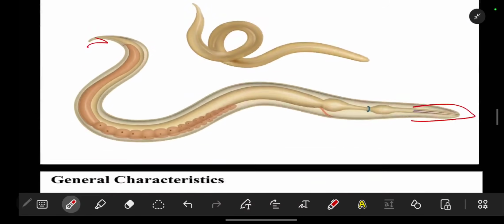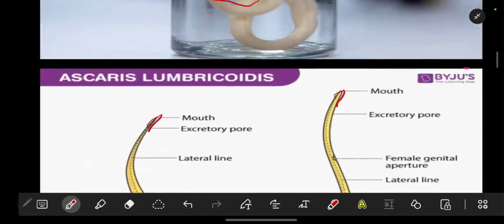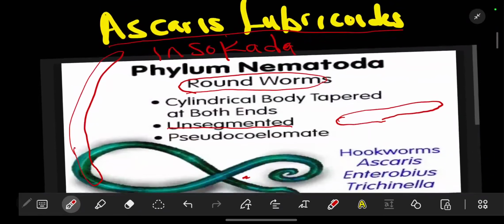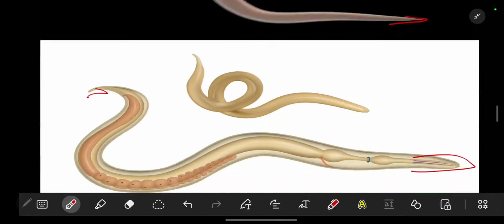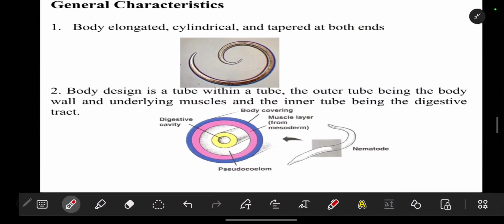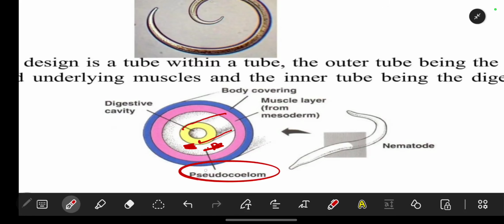The other characteristic that is there is that they are pseudocoelomate. What is this? This simply means to say they have a body cavity, but it is not lined by the mesoderm. So for example, this is the cavity, which is the space. If you have the digestive cavity like this, now this space is what we call pseudocoelom. So they are pseudocoelomates, meaning to say their cavity is not lined by the mesoderm.